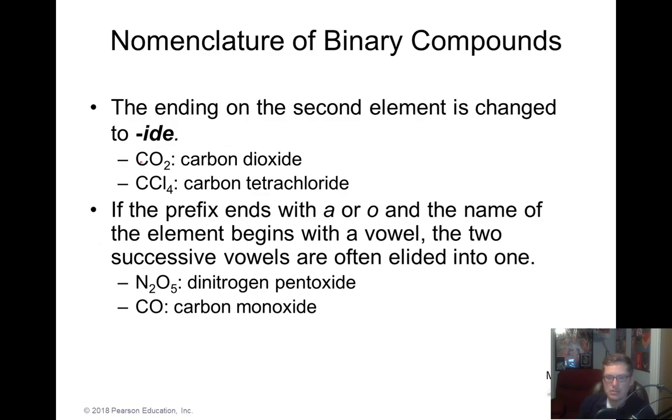So this one here, notice the carbon is farther to the left than oxygen, so we leave it alone. Carbon is the first one and it's got a 1 here, so we don't say monocarbon, we just call it carbon. And then there are 2 oxygens, so we call it di, and then oxide, not dioxygen, dioxide. This one would be carbon tetrachloride because there are 4 chlorines and 1 carbon, so we don't put mono, and it becomes ide because chlorine is farther to the right. So carbon tetrachloride.